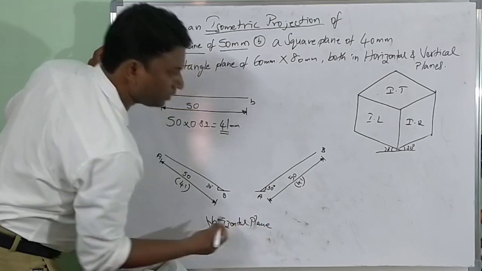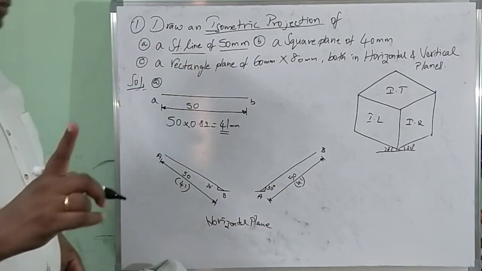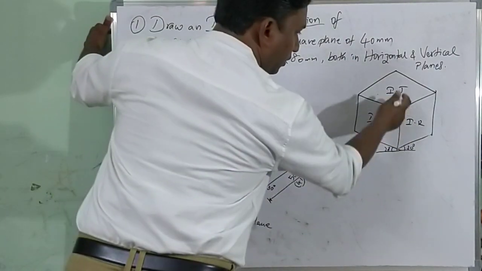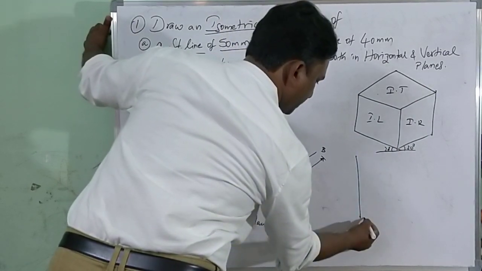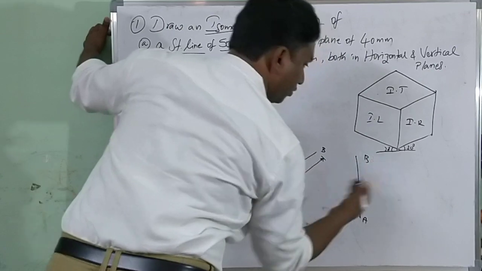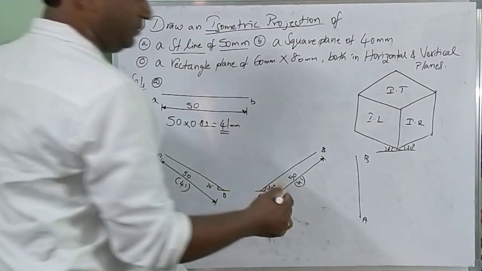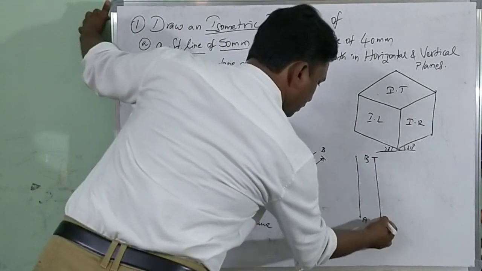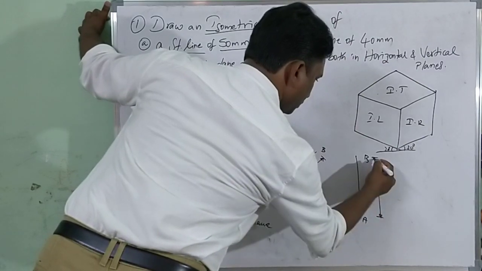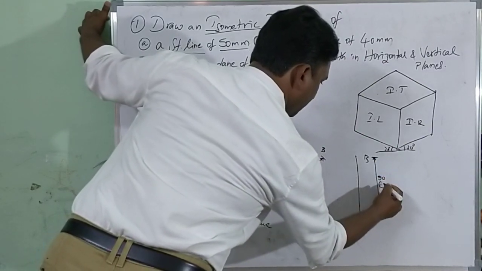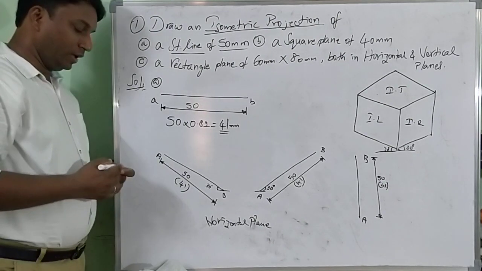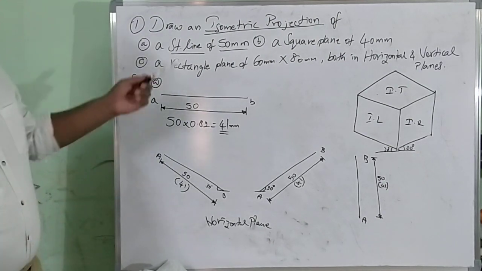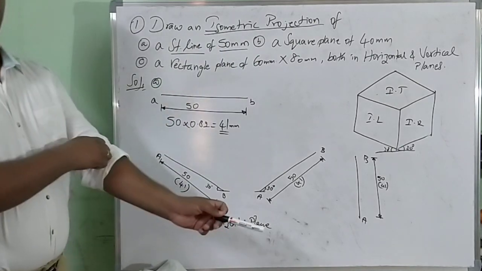Plane. Now vertical, it's only simple, a straight line. Vertical, draw a straight line vertically with respect to A, B. Whatever B, A, B, both will be same. Dimension 50, but we are supposed to draw 41. That is your answer for a straight line of 50 mm in isometric projection.